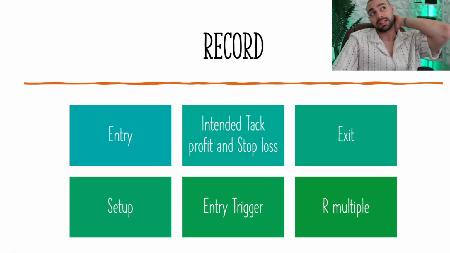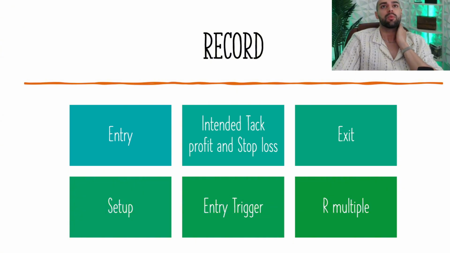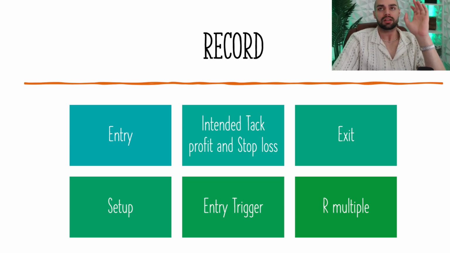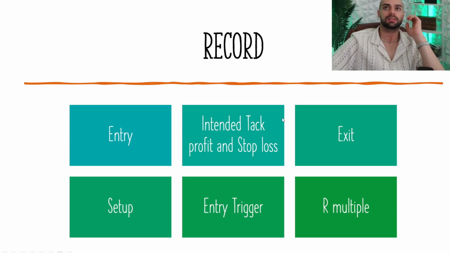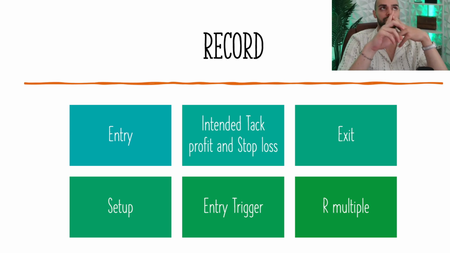We'll do the psychological aspect a little bit later in this video, but this is what we're going to record, the simple basic stuff, right? The entry, where we got in, where we got out, the exit, right? Intended stop loss and take profit. I put TAC here. That's a little typo. Intended take profit and stop loss. What setup it was. What was your entry trigger and your R multiple.